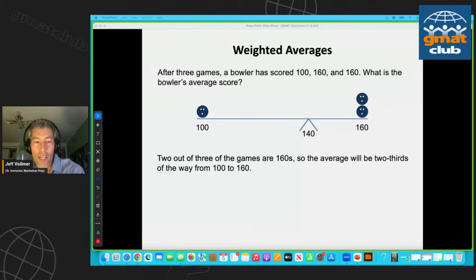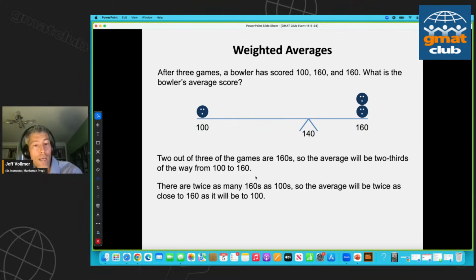Okay, so 2 out of 3 games are 160s. The average will be 2/3 of the way from 100 to 160. Here's another way to think about it. There are twice as many 160s as 100s. So the 160s should have twice the effect on the average. And the way to visualize that is the average will be twice as close to 160 as to 100, right? It's 20 away from the right side of this diagram. And it's twice as far, 40 away from 100.